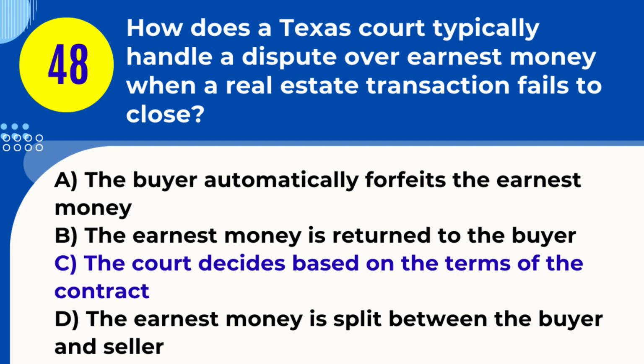Answer: C. The court decides based on the terms of the contract. Explanation: In Texas, if there is a dispute over earnest money and a real estate transaction fails to close, the court will typically decide based on the specific terms and conditions outlined in the contract.